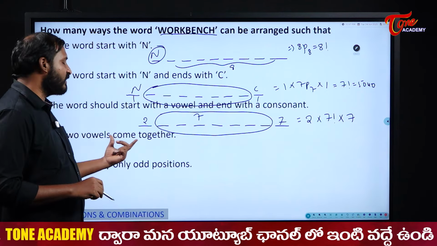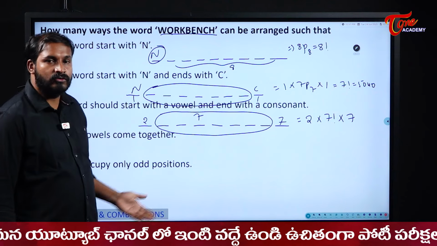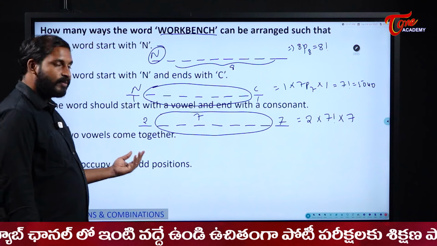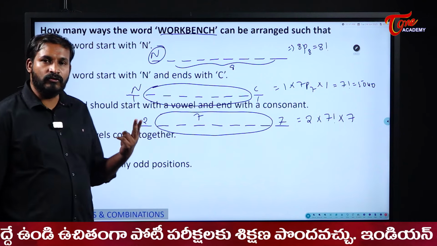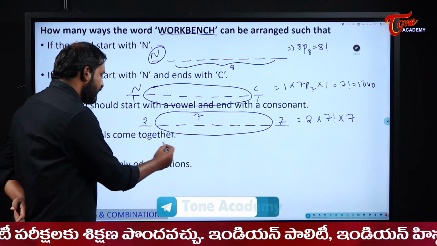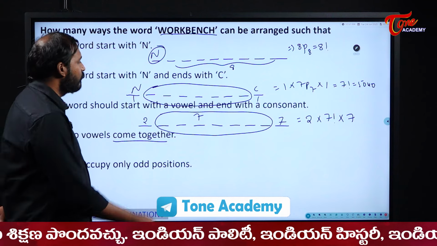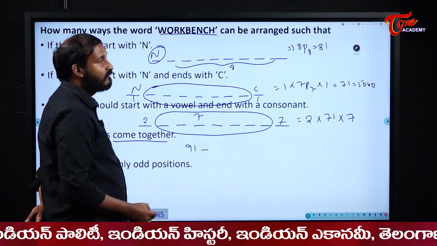Next, no two vowels come together. Just now I told you how to solve that one. Vowels occupying even positions, or else, anyway there are only 2 vowels, right? Vowels coming together. Total minus vowels coming together. Find it very simply. Okay, total how many ways can we arrange them? 9 factorial ways. Minus vowels coming together.